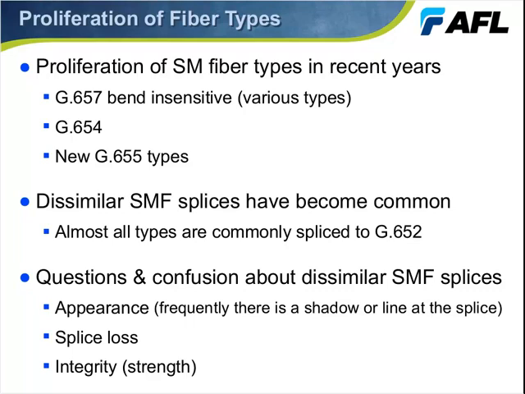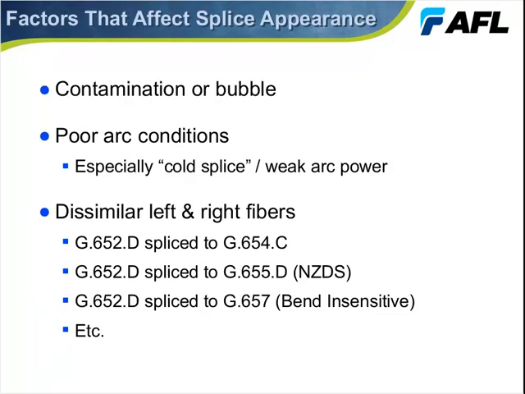So one of the things that has happened is that sometimes there's confusion when a line or shadow occurs at the splice about whether or not it represents contamination or a bubble at the splice. So if we go on to the next slide, we're seeing the factors that affect the splice appearance. If we have an actual contamination or actual bubble, that is obviously a concern.